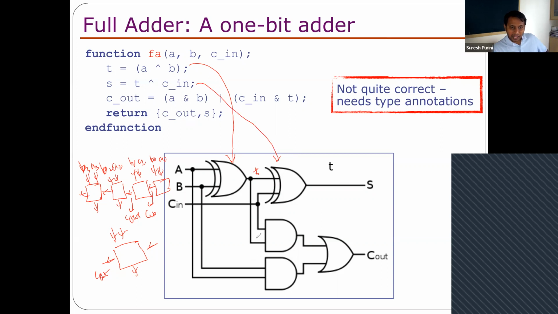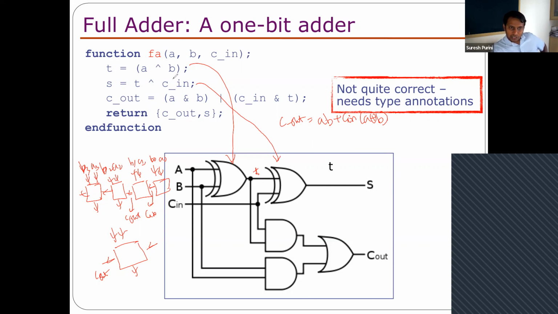Similarly, the carry out is computed using this logic. We may just have to check this logic. I think if I am right, C out is AB plus C in times (A exclusive OR B). Plus means OR here, and we write this expression here. So the signal C out is like this. And this function returns 2 signals: one is S and the other is C out.